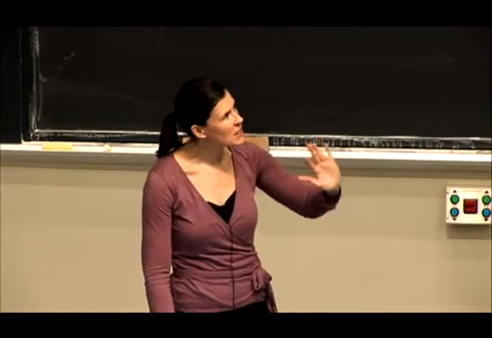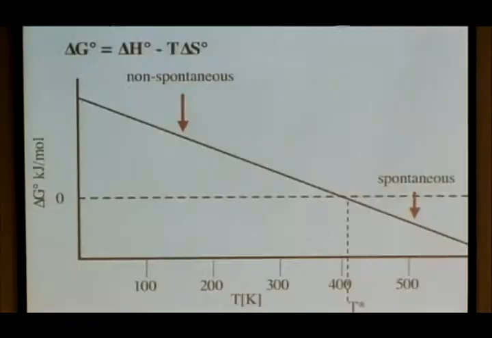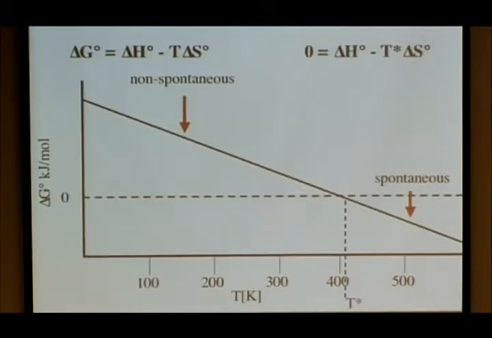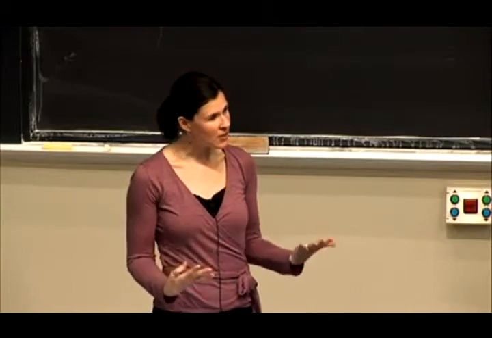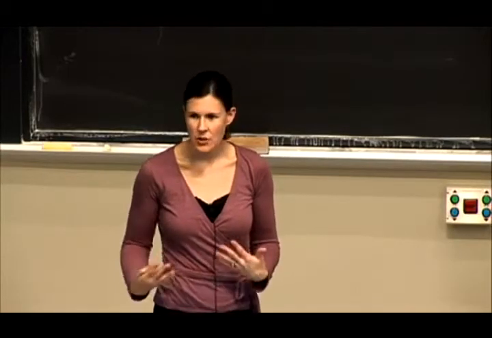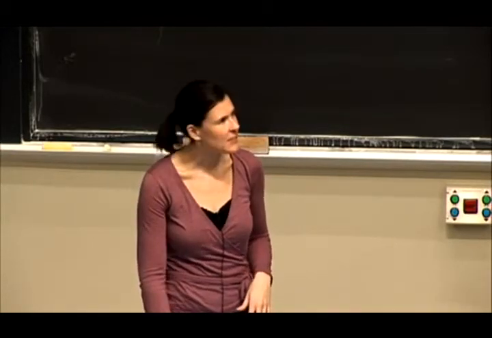If we do this, we can just rewrite our equation: delta G equals delta H minus T delta S. Let's plug in 0 for delta G and rearrange so that we're solving for this threshold temperature. T star is just going to be equal to the change in enthalpy divided by the change in entropy. So it's very easy for us to calculate.